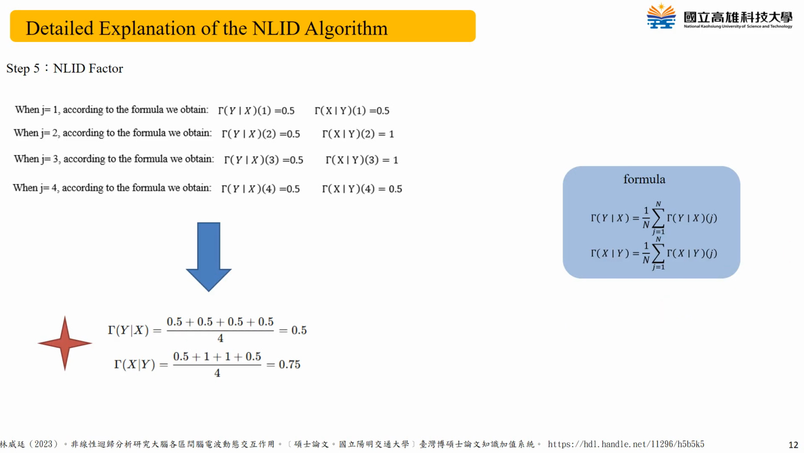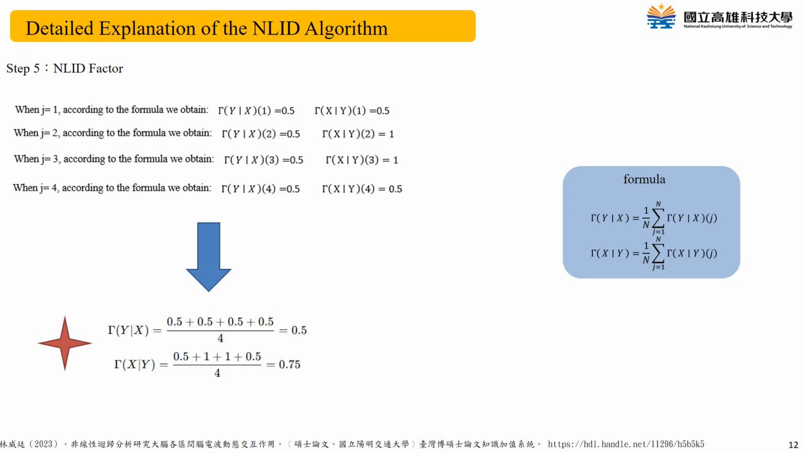In step 5, we calculate the final NLID factor. From the previous step, we already have the instantaneous NLID coefficients for each j. For gamma y divides x, all values are 0.5. For gamma x divides y, the values are 0.5, 1, 1, and 0.5. To obtain the final NLID factor, we simply take the average over all time points.